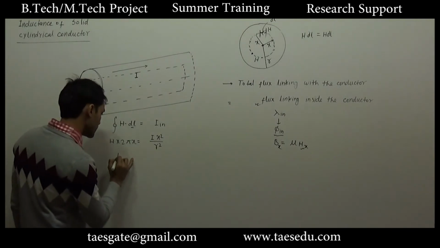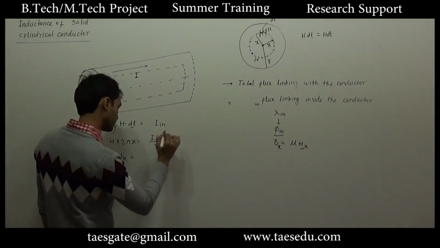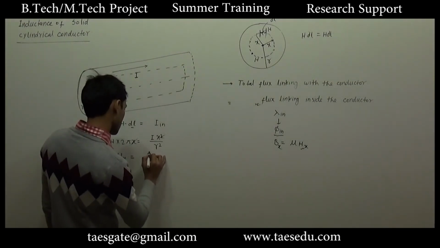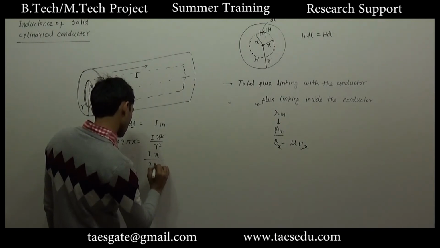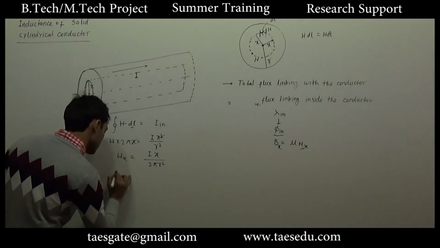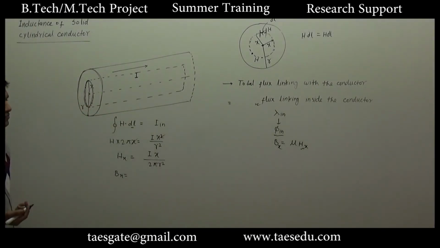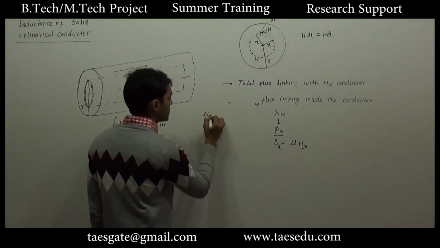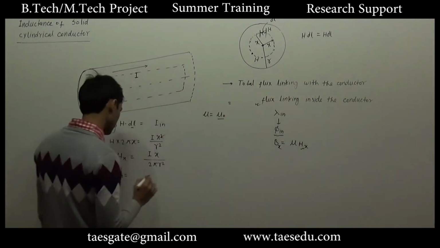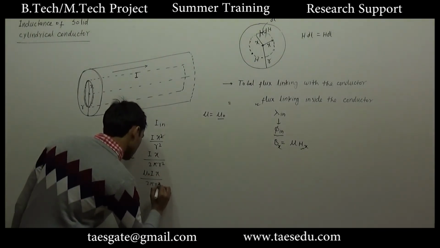So now what will be Hx, the magnetic field intensity at a distance x from the axis of this cylindrical conductor? This will be Ix divided by 2 pi r square. Now what will be B? Bx will be mu into H, and let's say the mu of the conductor is the same as the mu of air, mu naught. So B will be mu naught Ix divided by 2 pi r square.